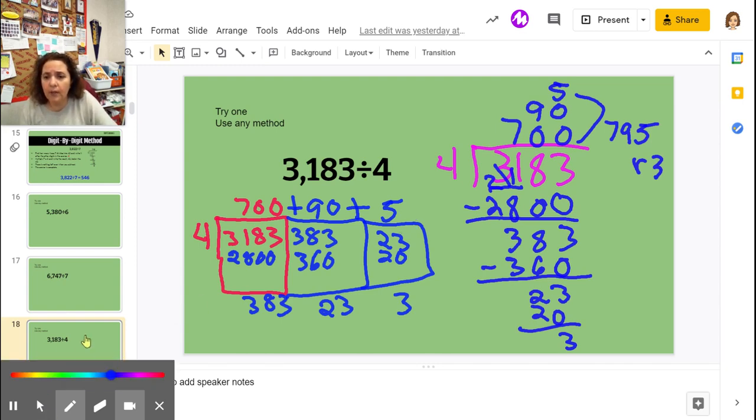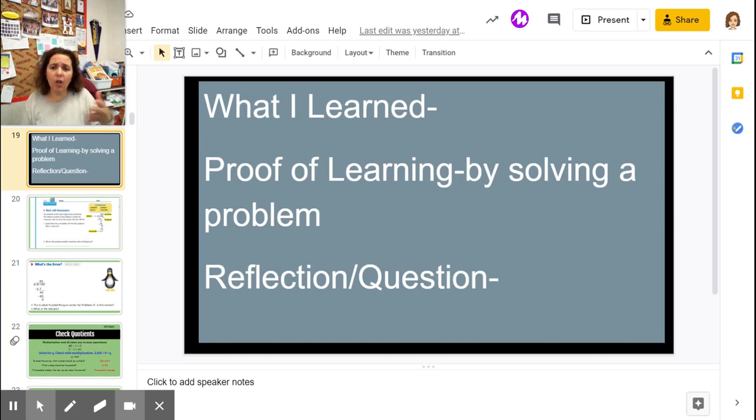All right. So I know I did a lot of methods today in this lesson, but they should all be review. Okay. So if you have any questions, please ask me, and then we'll do some more in class. Okay. So what you learned, proof of learning by doing a 4-digit number divided by a 1-digit number. Okay.